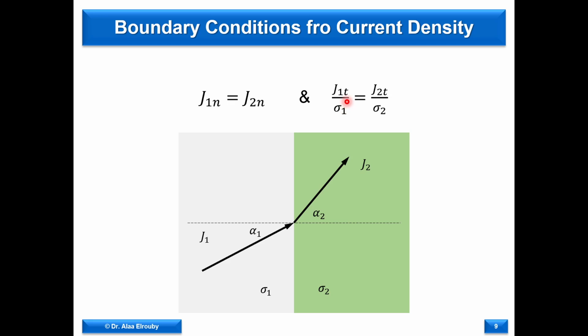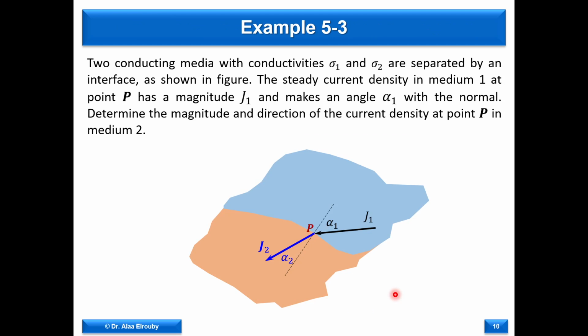E tangential, J over sigma, E tangential 1 equals E tangential 2. And here, J1 normal equals J2 normal. This is the volumetric current density, the normal component is continuous. So those are the boundary conditions for the case of steady state current flowing between two different media with sigma 1 and sigma 2. So let us have this example to apply what we learned.